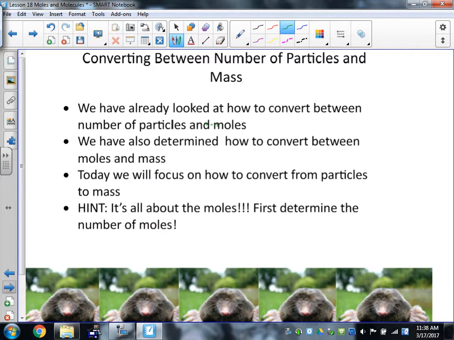So if you're converting between the number of particles or molecules and the mass, that's what we need to work on today. We already know particles and moles. So we've done 1 mole, 6.02 times 10 to the 23. This is all in Google Classroom too, I believe, or it's going to be on your notes here that you can copy in here. So we've determined how to go between moles and mass. Today we're going to focus on all that combined together.